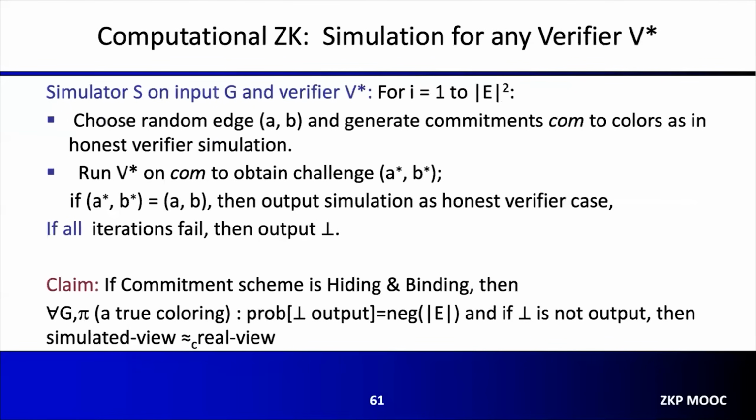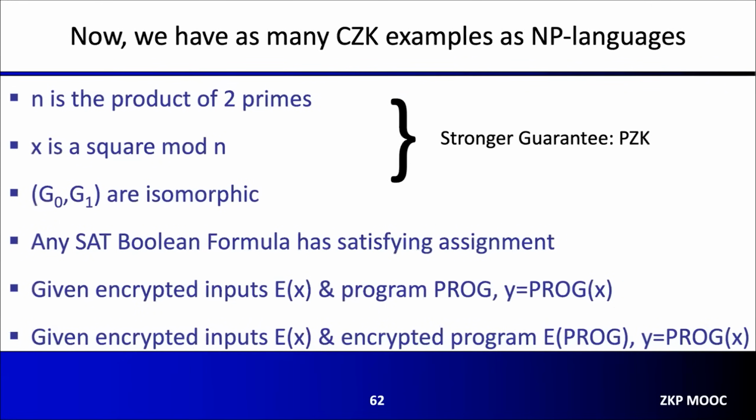So what does the simulation look like? The simulation, which doesn't talk about honest verifiers, but for every verifier, that's harder. It's here on the slide. I will leave it for the TA to discuss in the supplementary lecture. The upshot of this, now that we know that all of NP can be done as an interactive zero knowledge proof, it means that we have many, many, many examples which are interesting for us, as many as there are NP languages.